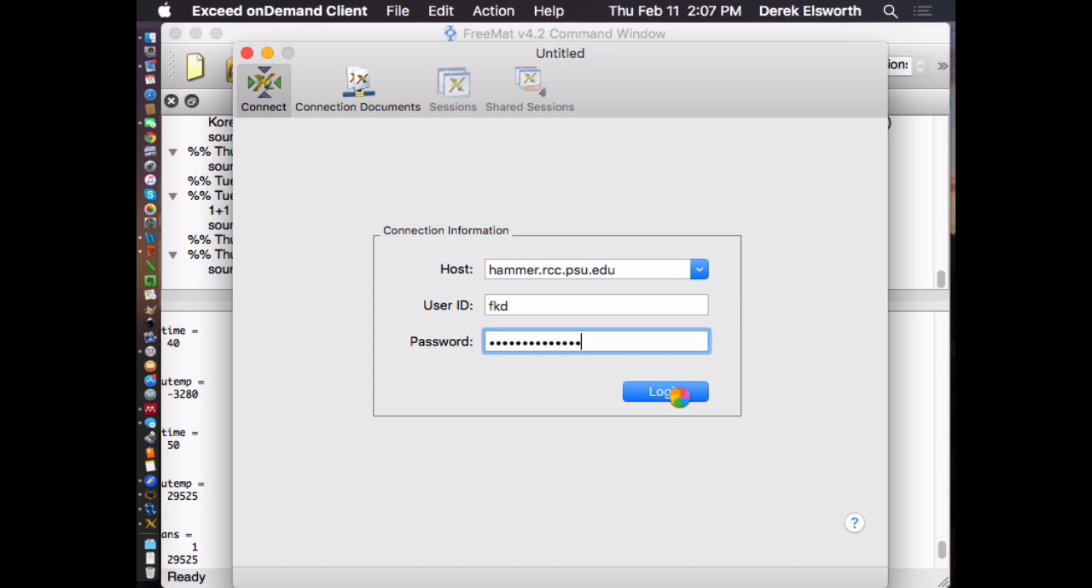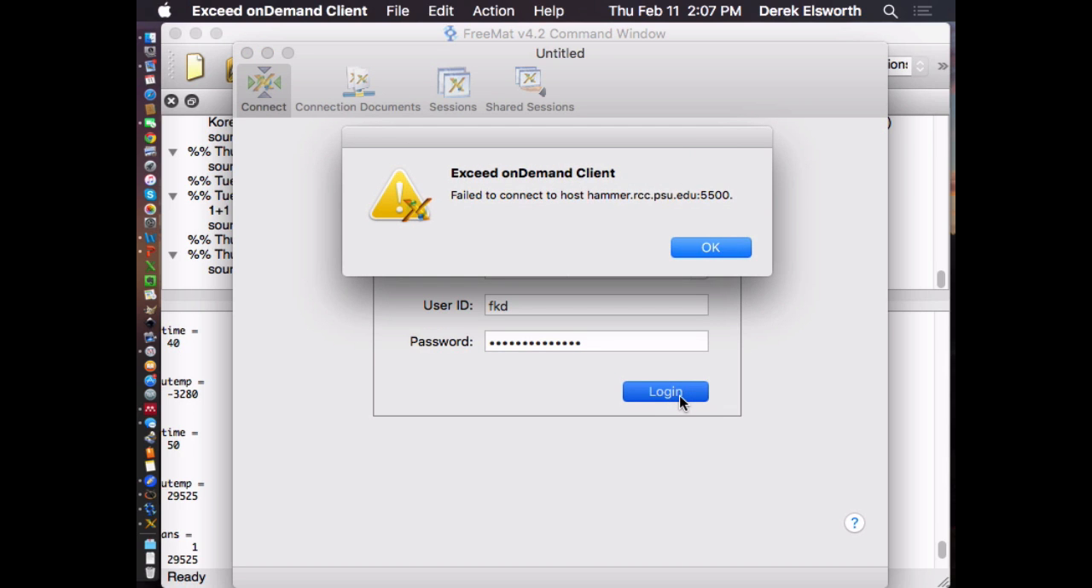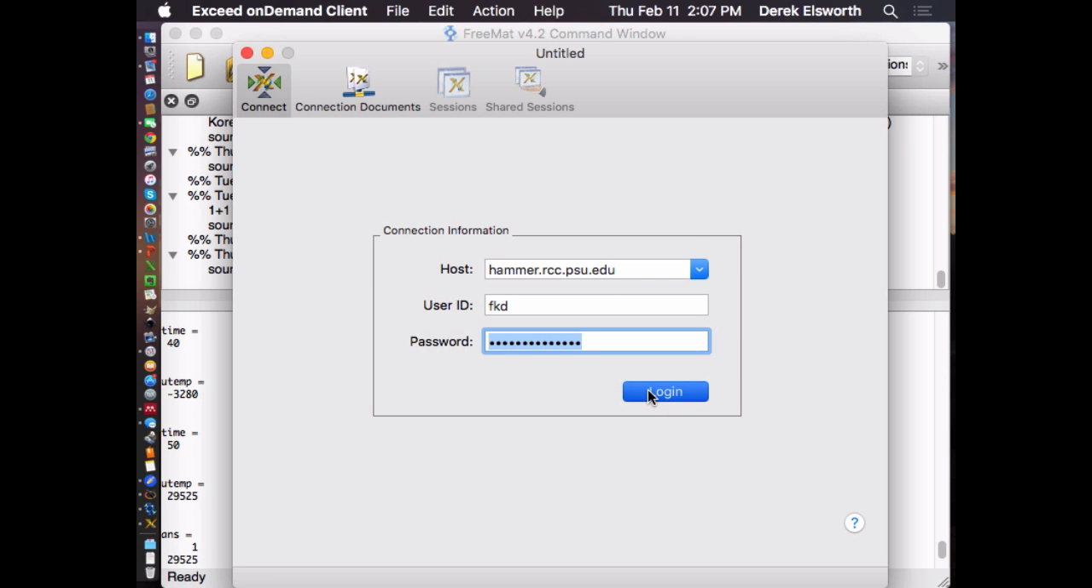Well, let's see how it works. See what it's going to tell us. It seems to be taking its own sweet time. Oh, that's not good. Login.